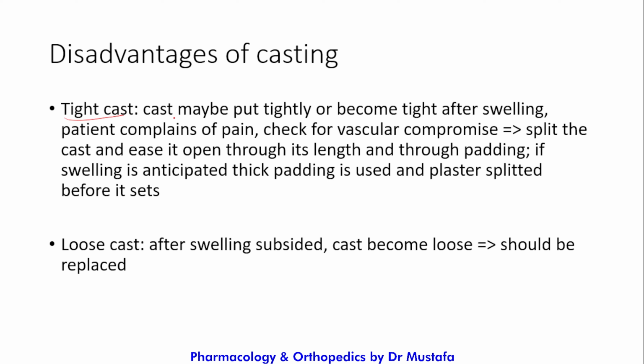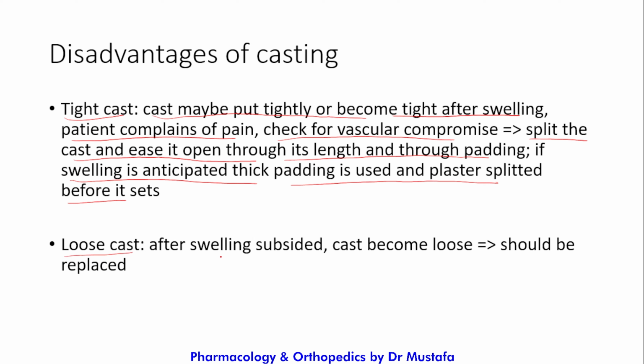Tight cast: the cast may be put on tightly or become tight after swelling. The patient complains of pain and you check for vascular compromise, and then you split the cast and ease it open through its length and through the padding. If swelling is anticipated, thick padding is used and the plaster is split before it sets.